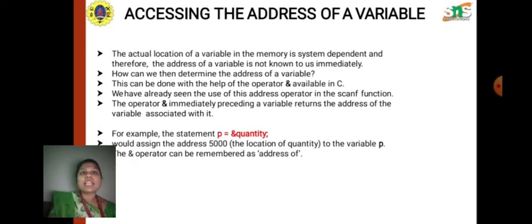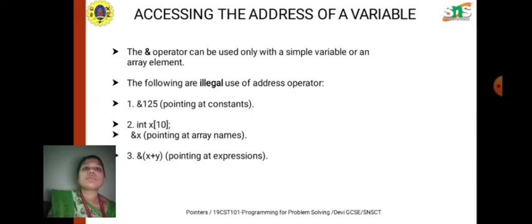Next, accessing the address of a variable. The actual location of a variable in memory depends on the system, so it is not known immediately. For example, the statement p = &quantity; assigns the address 5000, the location of quantity, to the variable p. The operator & is read as 'address of'. The address-of operator can be used with a simple variable or an array element. For pointing at constants, array names, and expressions, different address operators are used.